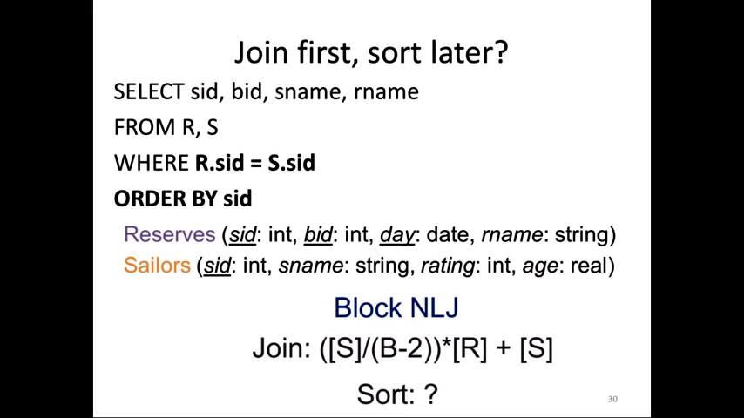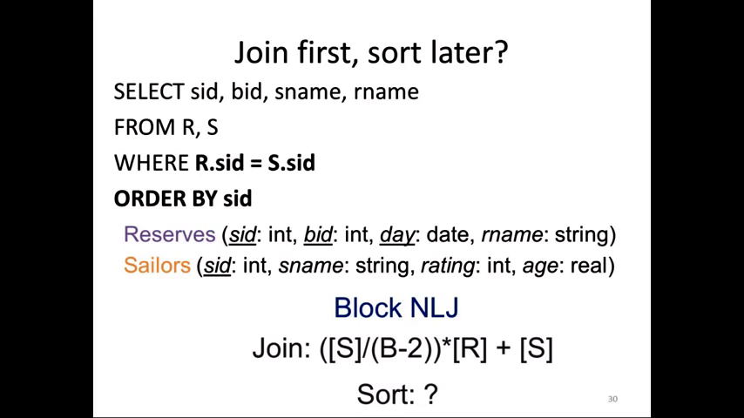Assuming also that we have, as before, B blocks at our disposal, let's see what may be a good idea. For instance, what if we use block nested loop joins, or what if we use sort merge join? And let's see when it might be a good idea to use one or the other. Once again, assuming now that the result of the join needs to be ordered anyway.